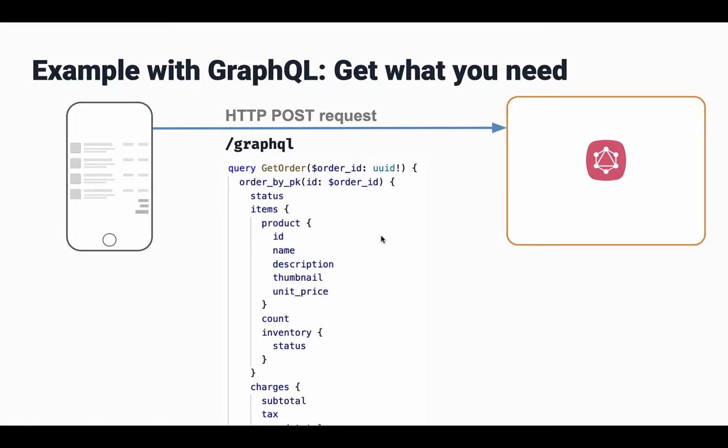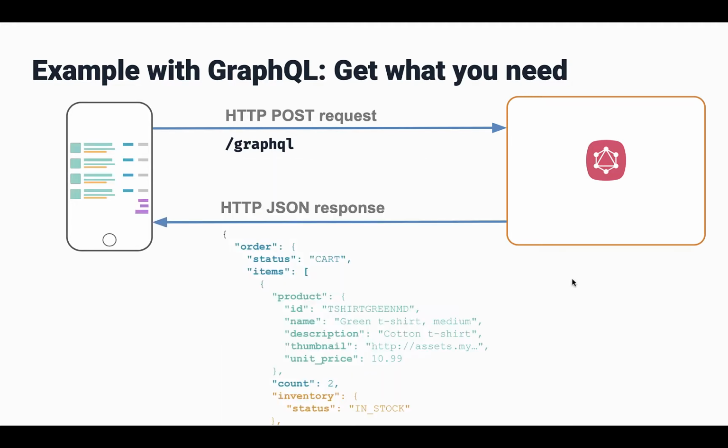Let's go back again to our shopping cart. This time, we have an HTTP POST request to a GraphQL endpoint and a query, getOrder, with a single variable, order ID. The JSON response is exactly what we asked for, and it will make it very easy to wire up the cart component on the front end. Even better, much of the work has been automated. We're not just handing it off to someone else.